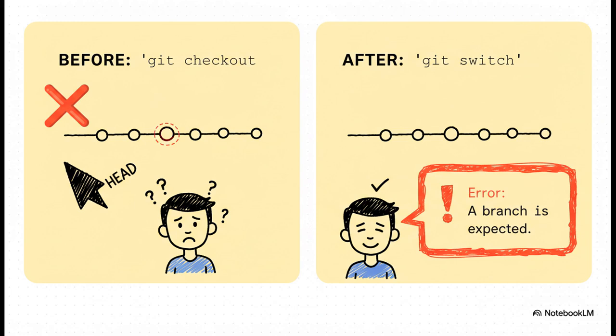You type git checkout origin/main, thinking you're just grabbing the latest stuff. But nope, checkout just shrugs and puts you right into that confusing, detached state. Git switch, on the other hand, is smarter. It knows its job is to switch to a local branch. If you try the same thing with switch, it stops you with a helpful error message that tells you exactly what you did wrong. It prevents the mistake before you can even make it.